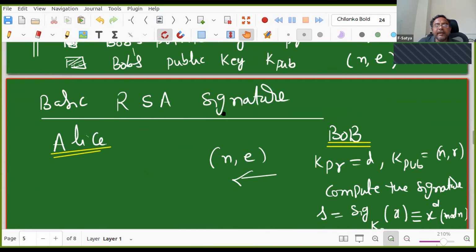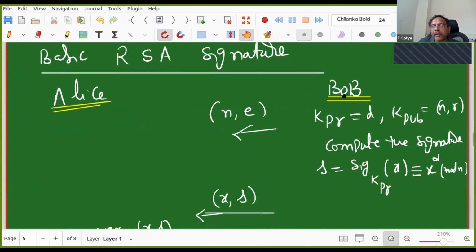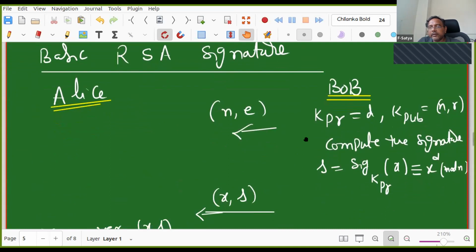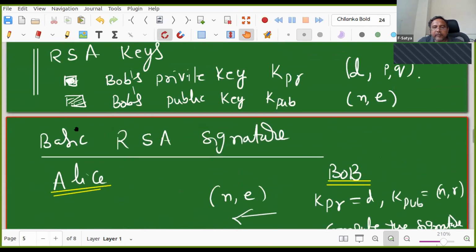So, how does the basic RSA signature scheme go? Bob takes the private key. You know that in a signature scheme, the private key is used in the signing algorithm, because only Bob knows the private key. The public key is N comma E. I don't know why I wrote R there. Let me write it one more time: the public key is N comma E, right?